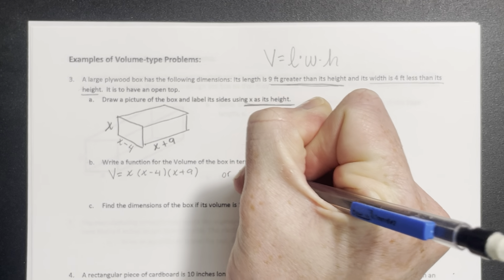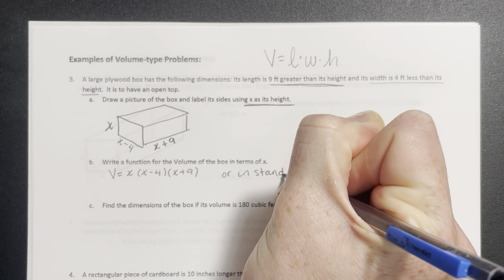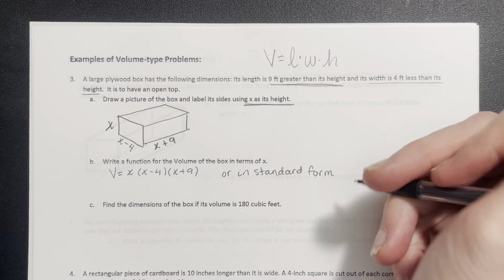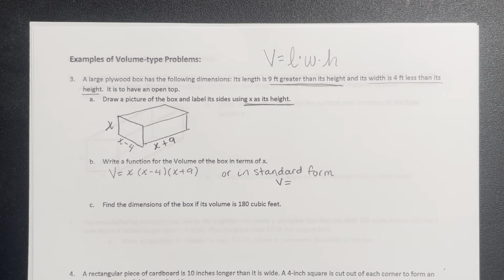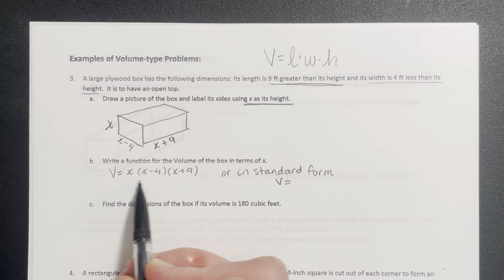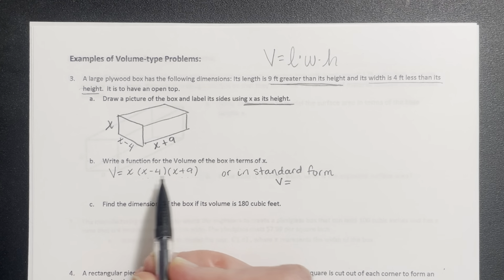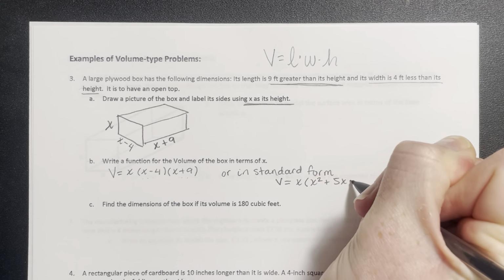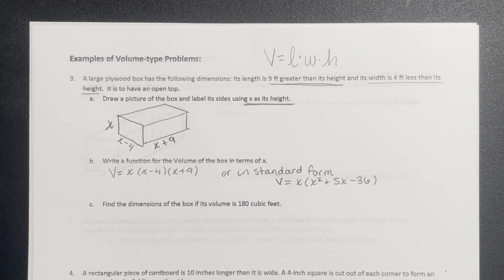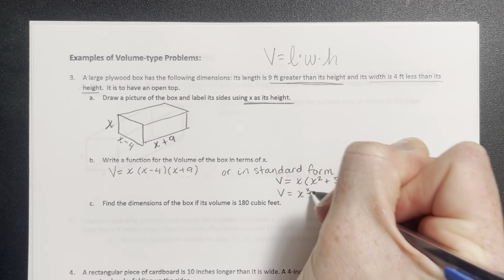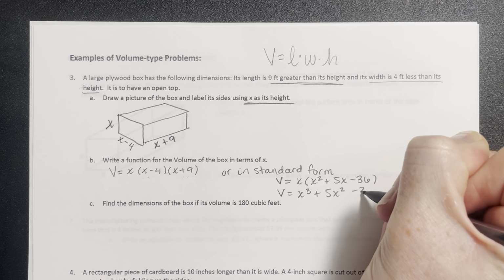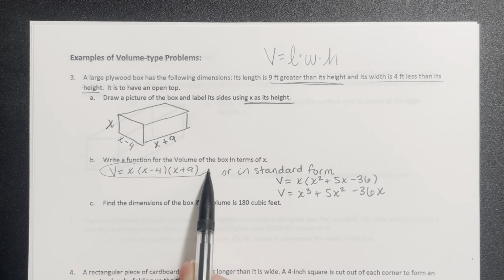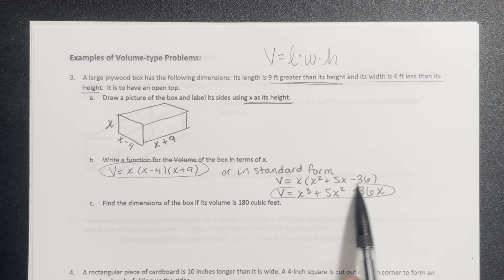That's one way to write it. Or you can write it in standard form. Now it doesn't say it has to be in standard form, but that is a valid form for a polynomial function. So we could write that out by multiplying and expanding. If I multiplied this out, maybe I would multiply x minus 4 times x plus 9 first. That would be x squared plus 5x minus 36, times x. And then I would distribute the x to get x cubed plus 5x squared minus 36x. Either one of these would be a valid function equation for the volume.